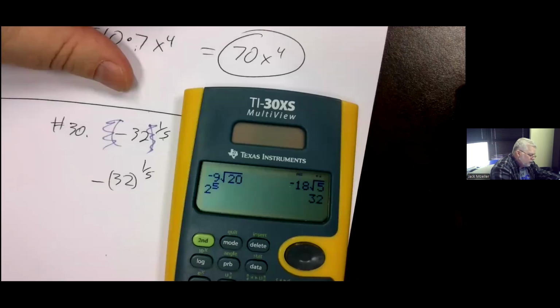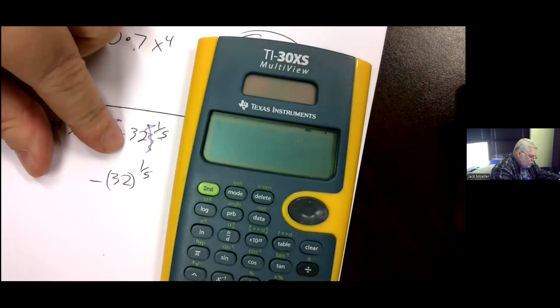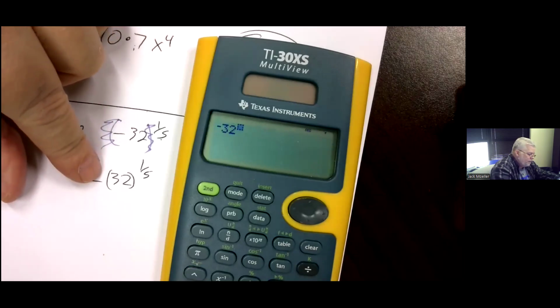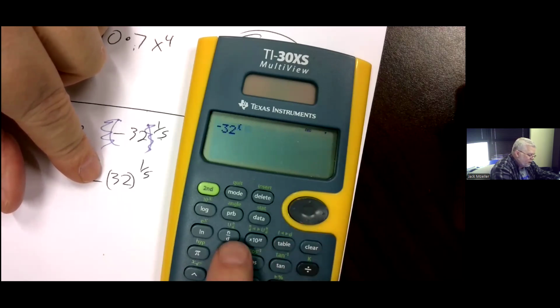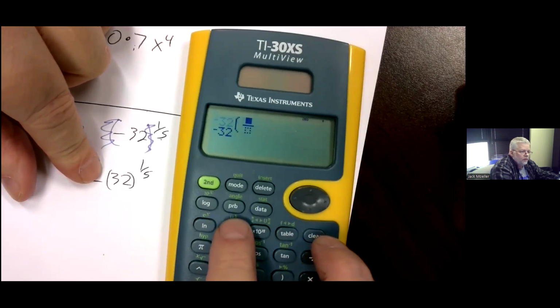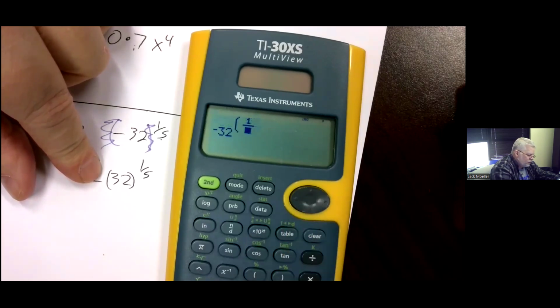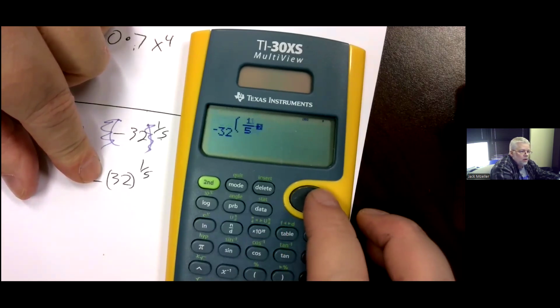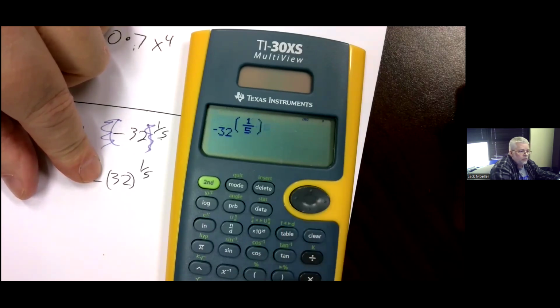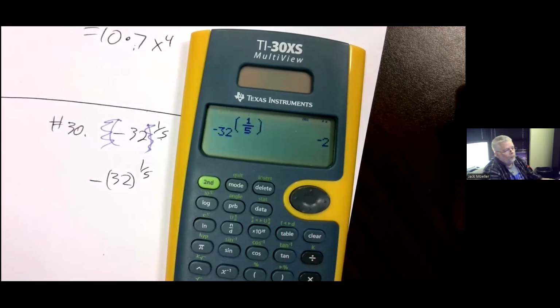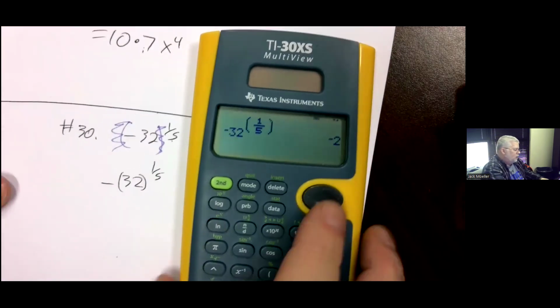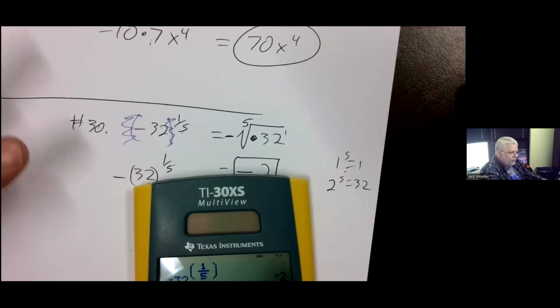But let's do this in the calculator. So negative 32 raised... well, how do you do it to the 1/5 power? Do your parentheses. Now you could do 1 divided by 5, but there is that n over d button on these calculators. It's one reason I love them. If you do n over d, it gives you the nice friendly fraction. Then arrow over, close out your parentheses. So negative 32 to the 1/5 power is negative 2. Ideally you can do this without a calculator, but practice your calculator.